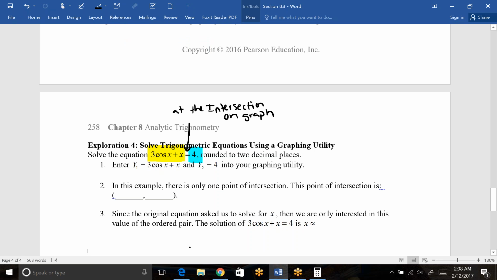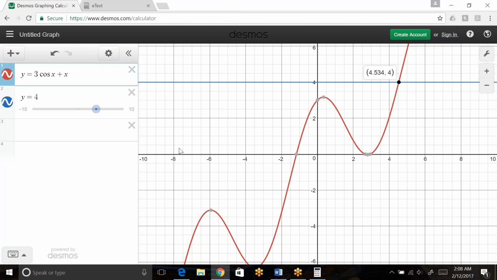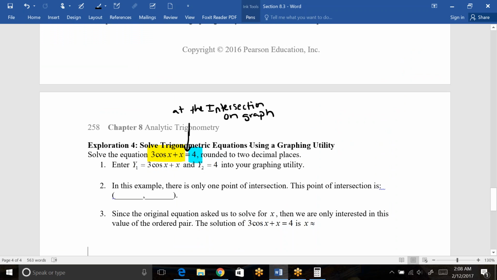Okay, so I went ahead and pulled up Desmos, and I did this already, so let me find it. There we go. So if you notice on my picture here, I put in y equals 3 cosine x plus x. That represented the left side. That gave me this weird sine wave that's kind of climbing up a hill. And then I put y equals 4 because that was the right side of the equation. Notice that those 2 lines overlap at a singular point. This is going to be our point of intersection. So 4.534 and 4. So let's type that in on our notes.